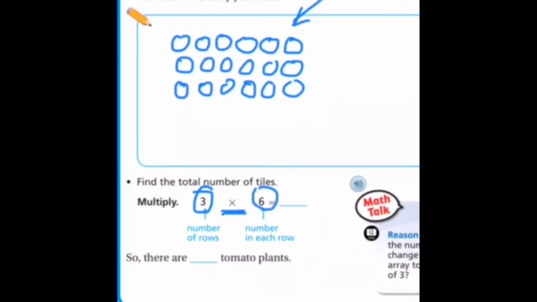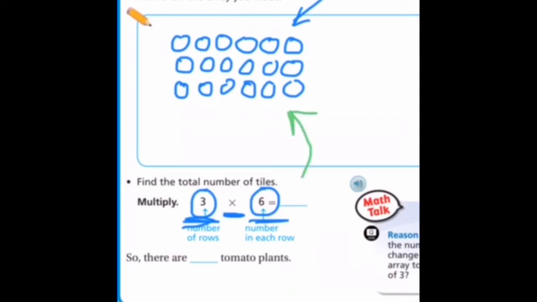We're used to hearing that explained as 3 groups of 6, but when we have arrays, we can think of it as 3 rows of 6. So 3 rows, 6 in each row.